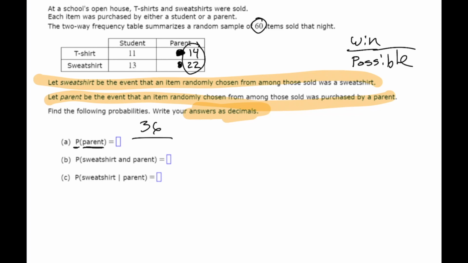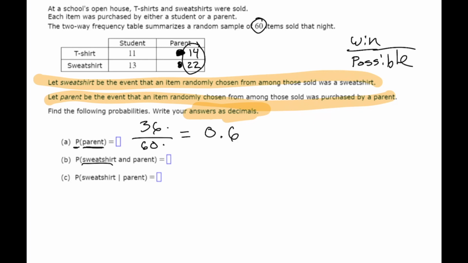Over possible, well, for possible, that could be anyone. That could be student or parent. And there were 60 items sold. So 60 would have to go on the bottom. 36 items were bought by parents. That would be a win if we selected those. And 60 of them were sold total. If we divide those out, 36 divided by 60 equals 0.6. Moving on to the next one.